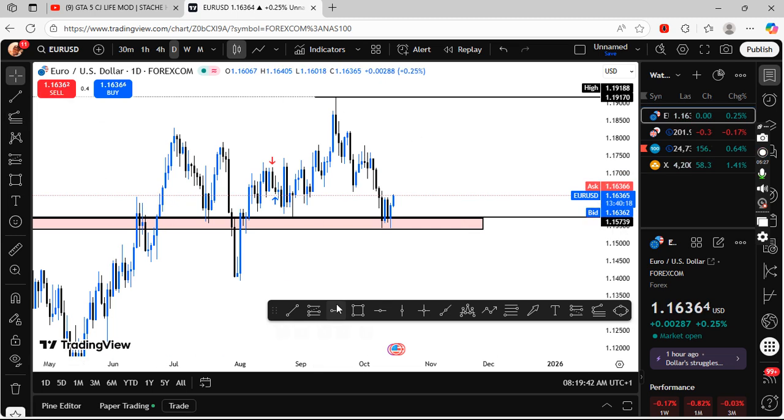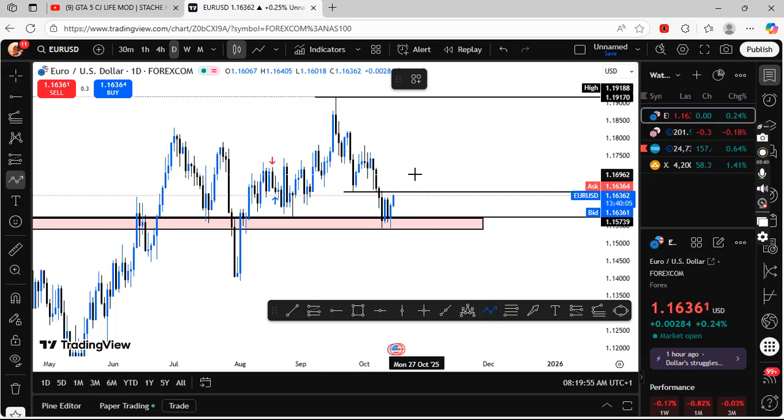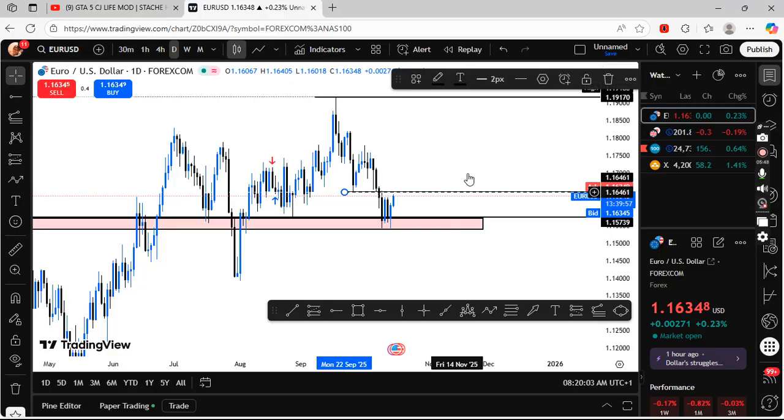And if the market would break above this level and close, it's a good sign. Let's say we have something like this, the market broke out like this, I'm going for it, I'm going for a buy. So this is a very good bullish trend. I'm not going to trade it as bearish, I'm going to trade it as bullish.